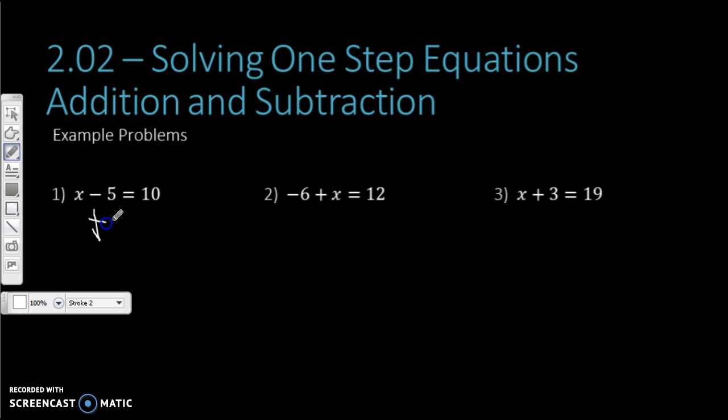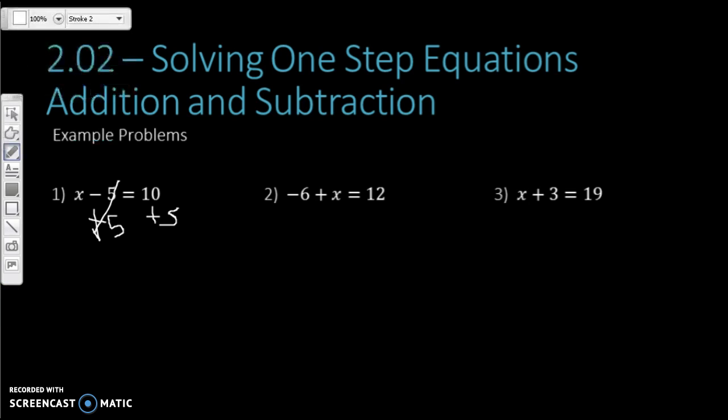So we're going to add 5, plus 5. There we go, that's better. The reason we did that is we want to get rid of that minus 5 right there. So now on the left side I have x, and on the right, 15. x equals 15. Now I have x by itself.